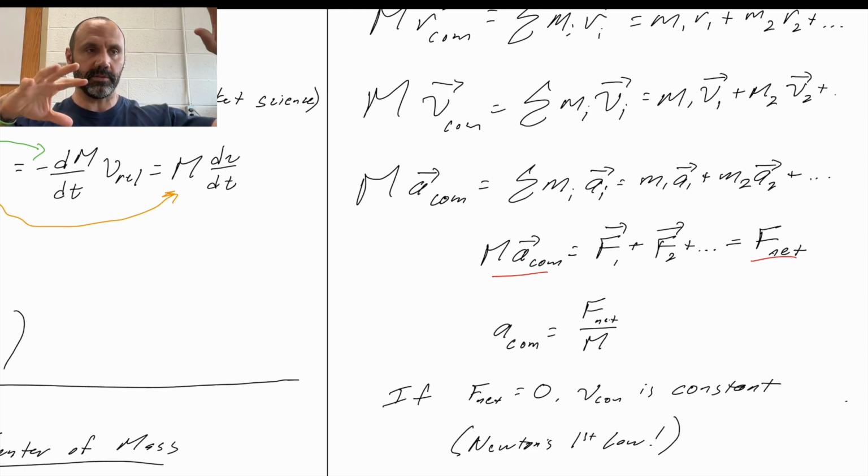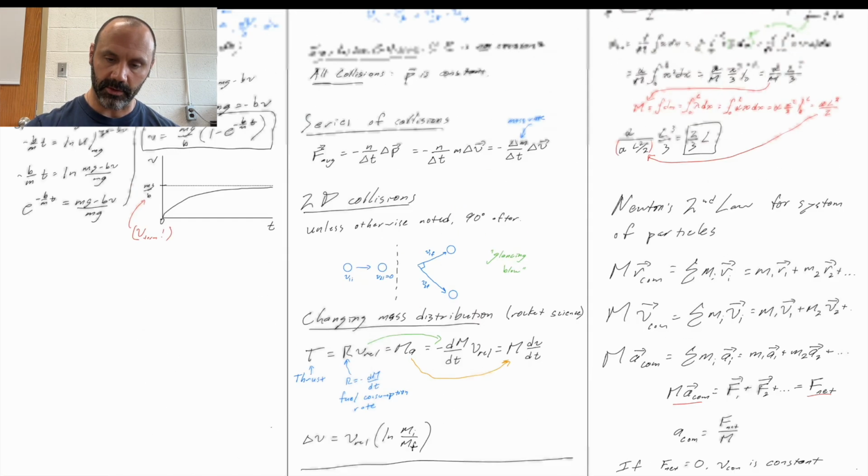So you can have all kinds of interactions, whole systems of particles. But as long as you can keep track of the center of mass and analyze that, then you can analyze what the outside forces are, etc. There you go. That's our unit 4: drag, momentum, and center of mass.